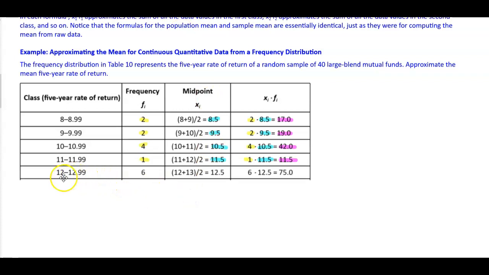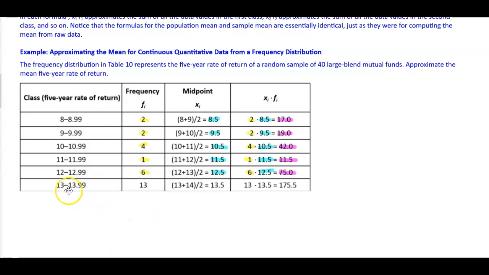Next, we have the class 12 to 12.99. We know the frequency of that is 6. To find the midpoint, 12 plus 13 divided by 2 gives us 12.5. So we're going to multiply the frequency 6 times the midpoint of 12.5 to give us 75.0.